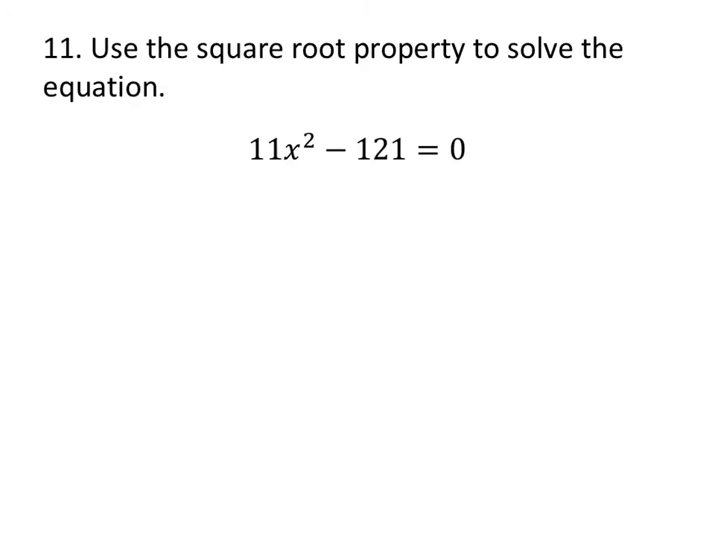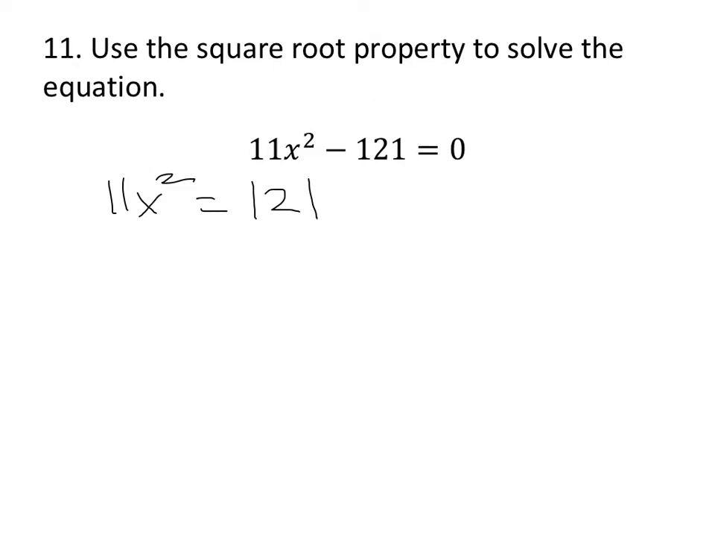The square root property says that you can take the square root of both sides of the equation, and the right side of the equation will be plus or minus its value. So what we need to do is get the variables on the left side and the numbers on the right to start with. So we have 11x squared equals 121.